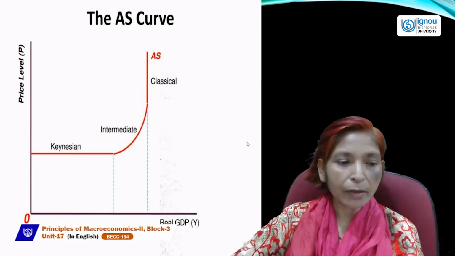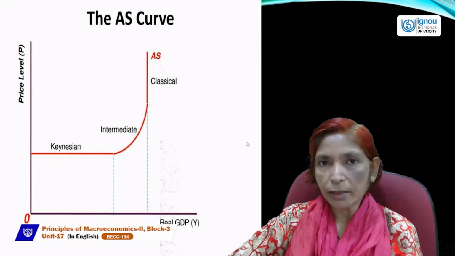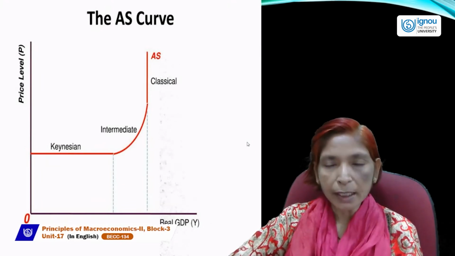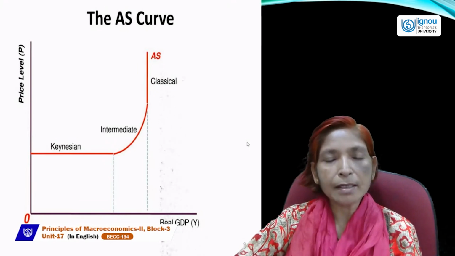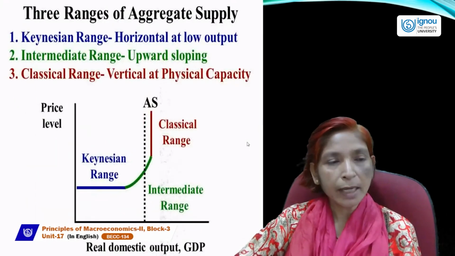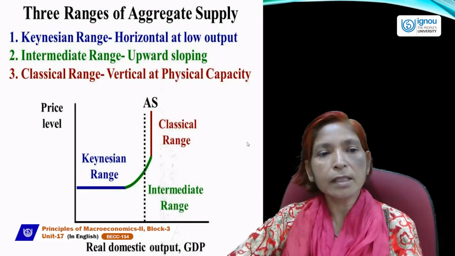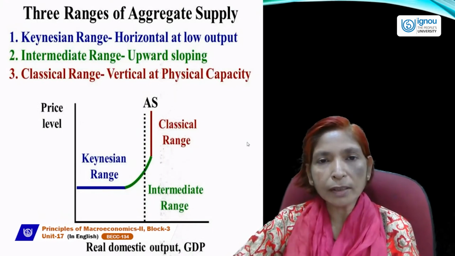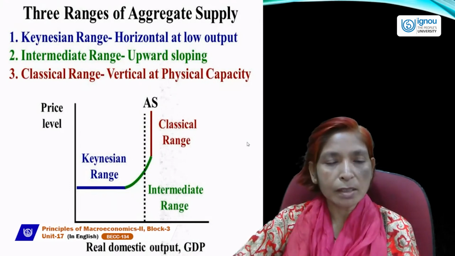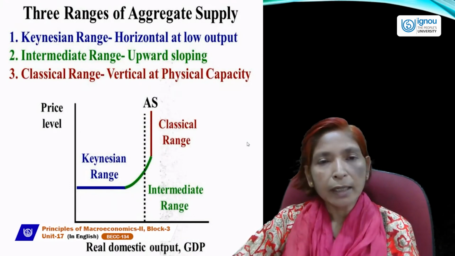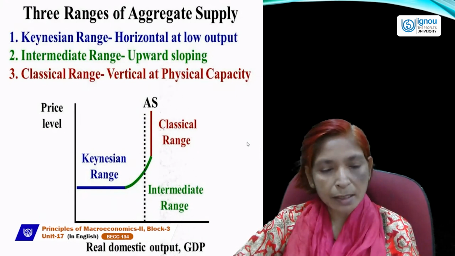So here the Keynesian range is a horizontal line, after that the intermediate range will occur, and at last we can show the classical range. So this is the nature of the aggregate supply curve. Next is the three ranges of aggregate supply. As you know, the Keynesian range is always horizontal at low output. The second range is the intermediate range, which is upward sloping. And the third range is the classical range, which is vertical at physical capacity.